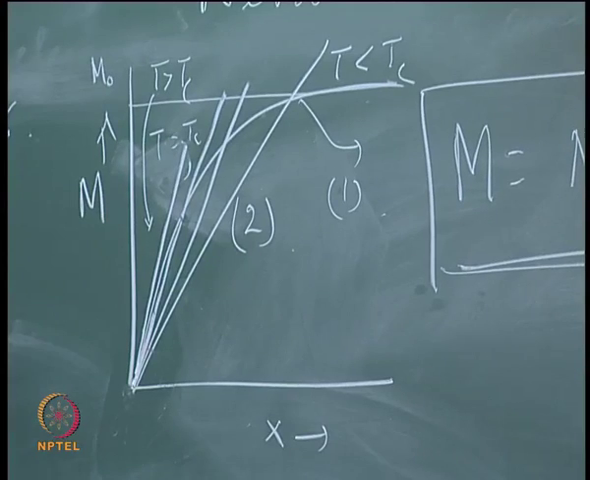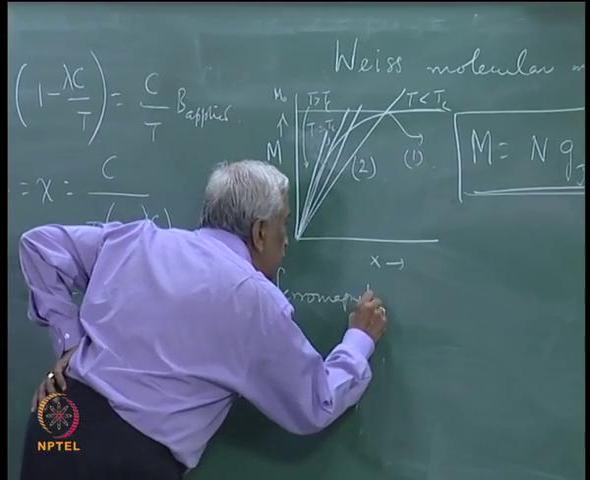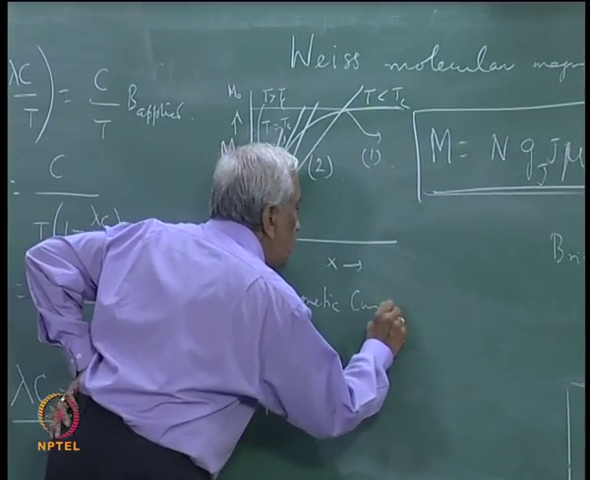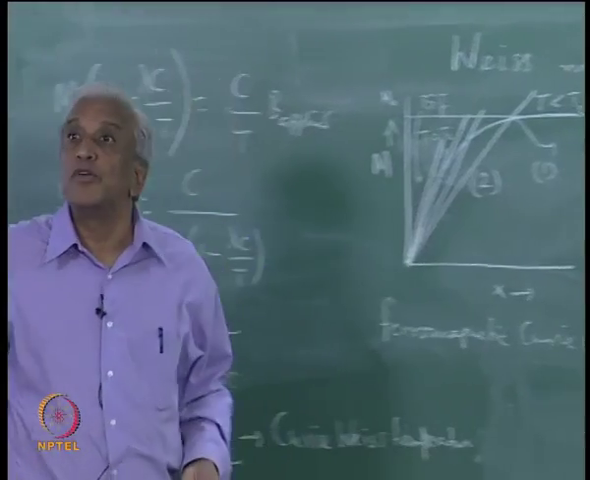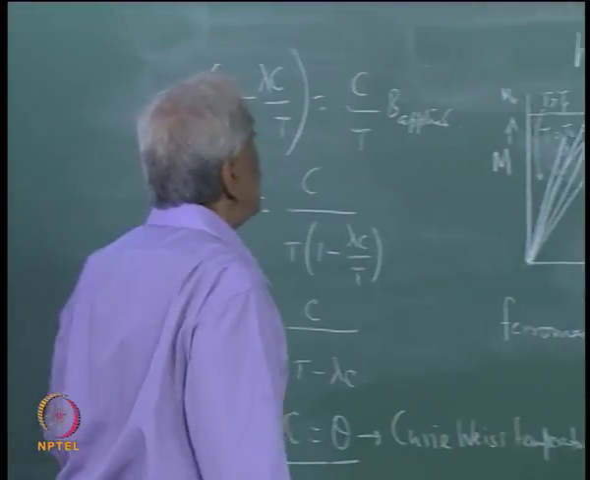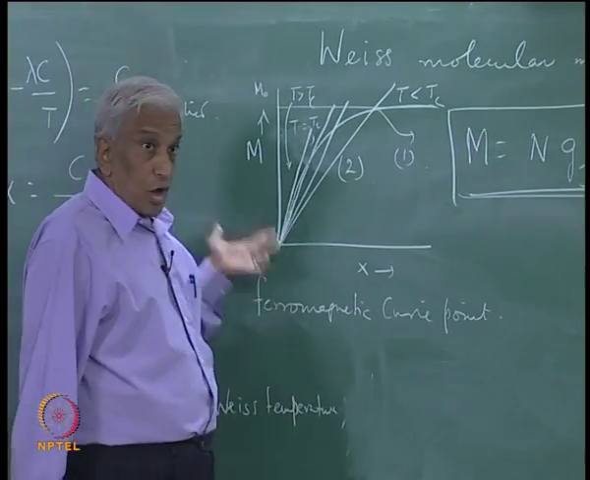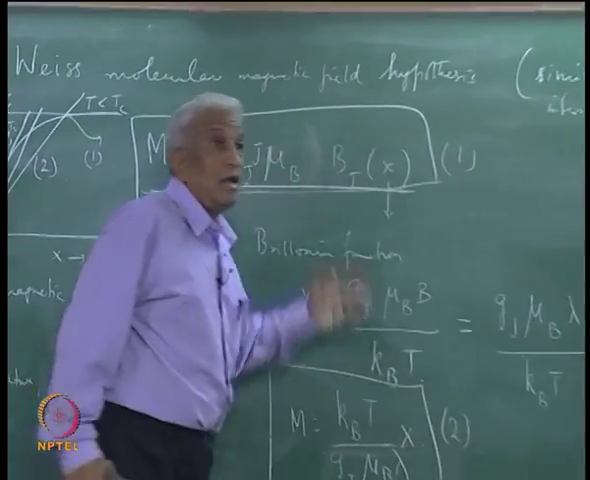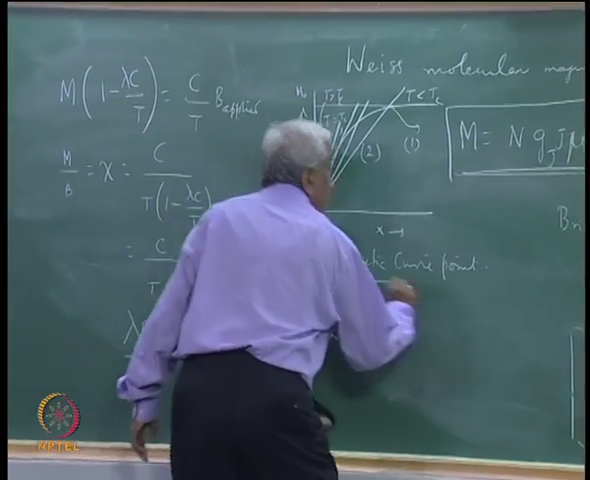So, the ferromagnetic Curie point is defined by this simultaneous solution as the point at which the linear graph is tangential to the Brillouin function. Since we know the slope of the Brillouin function expression at the origin, we can equate the slope of the straight line and the slope of the Brillouin function in order to obtain this ferromagnetic Curie point.